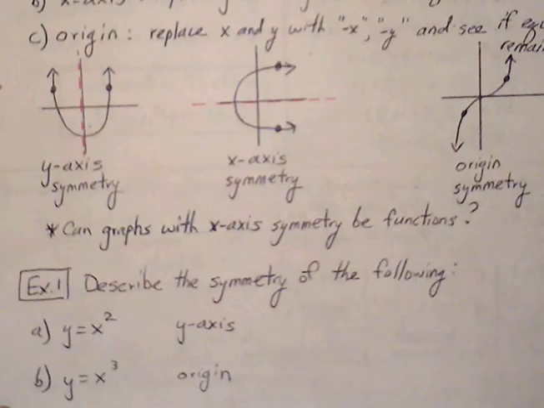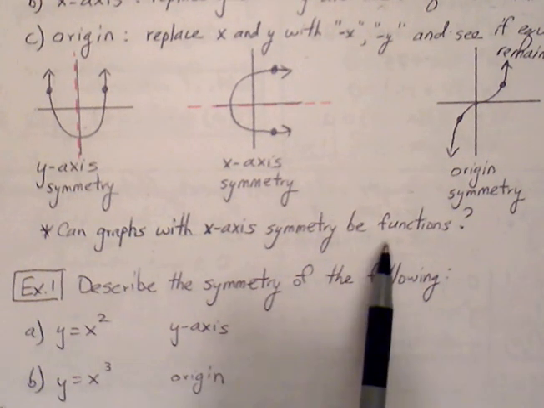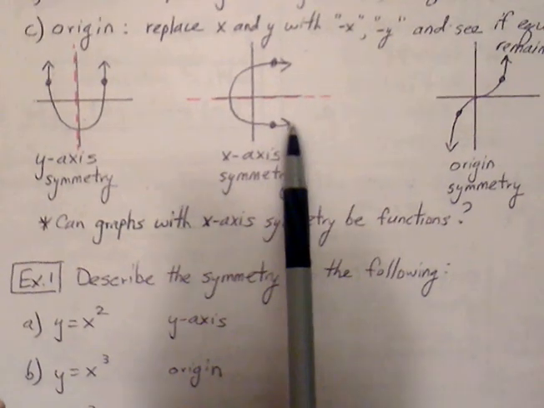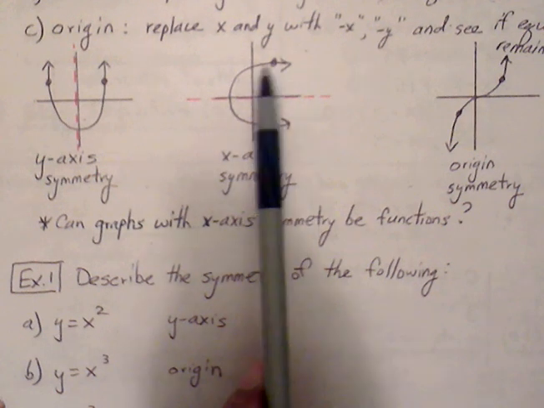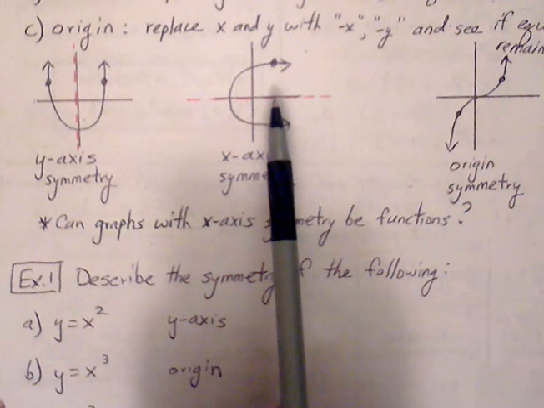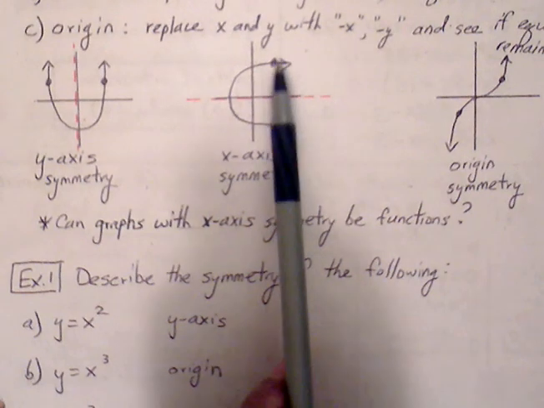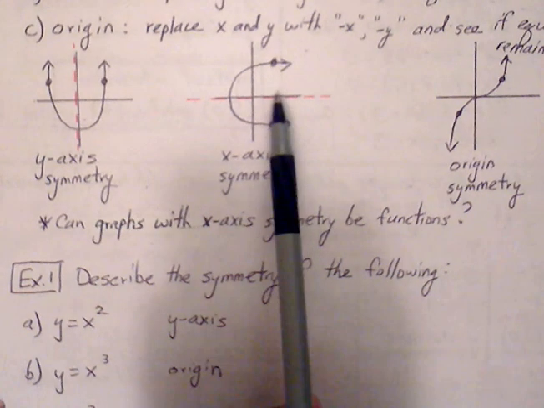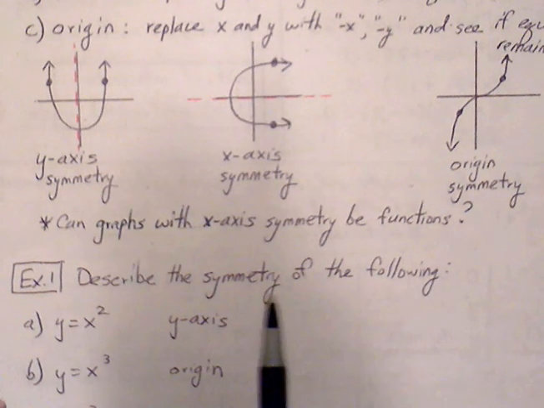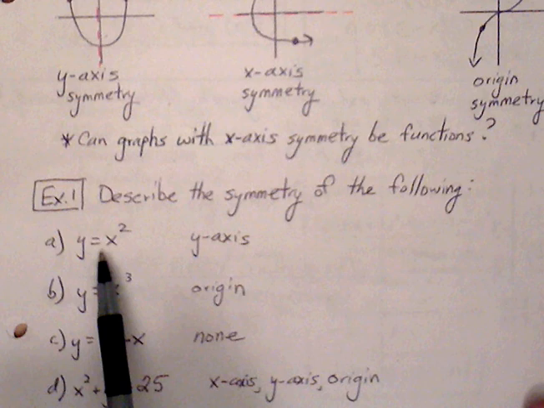Okay, so the question that we can ask based off of these three graphs is, can the graph with x-axis symmetry be functions? So if we look at something that has x-axis symmetry, like this middle graph here, we see that this cannot be a function because it's not going to pass the vertical line test. For each and every input, there can only be exactly one output, and we see that there are two y values for a given x value, so we know that anything with x-axis symmetry cannot be a function.